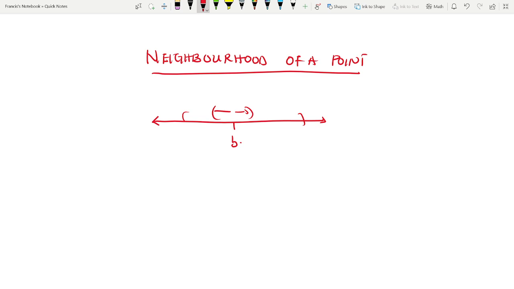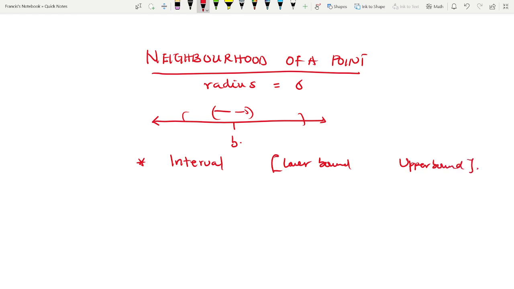But what is the measure of my interval? I need something we call a radius. How far should I go from P to create my interval? So the radius is represented as delta, okay? On that note, in neighborhood, we are interested in finding what we call an interval, okay? An interval has a lower bound and an upper bound, okay? A lower bound and an upper bound. That's an interval.